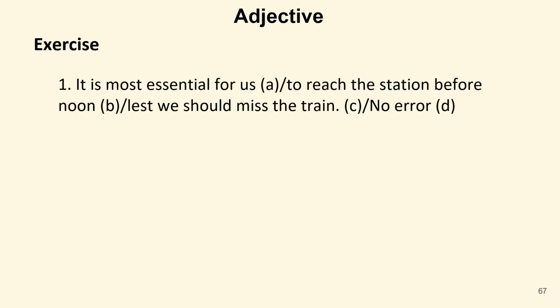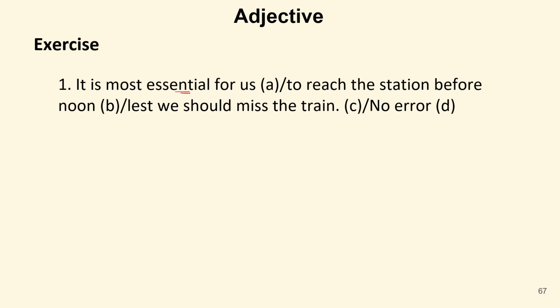You will be given a sentence of which some parts are divided. Now you have to select that part that contains the error. For example, in this sentence, it is most essential for us to reach the station before noon, lest we should miss the train. Now look at the sentence carefully. We have the first part: it is most essential for us to reach the station.